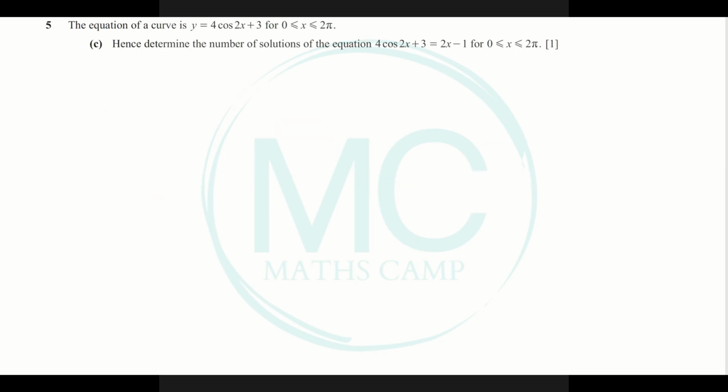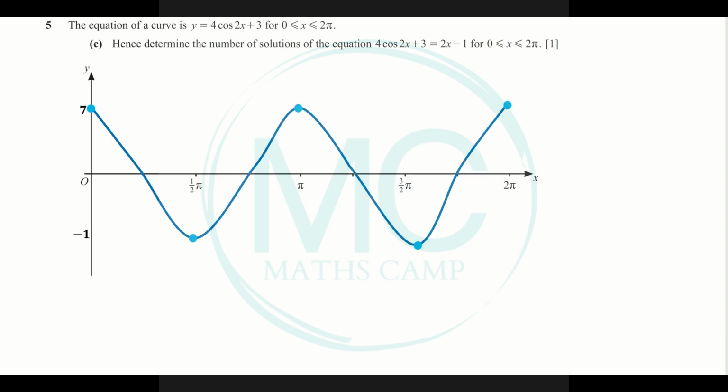Hence determine the number of solutions of the equation 4 cos 2x plus 3 is equal to 2x minus 1 for x greater than 0 but smaller than 2 pi. Let's start by looking at the sketch that we drew in part B. Now, a question like this looks extremely intricate, but it's actually very simple when you understand what it's asking. The question says, determine the number of solutions. A solution is a point of intersection, and it tells us that our cosine graph is equal to 2x minus 1. 2x minus 1 is a straight line.